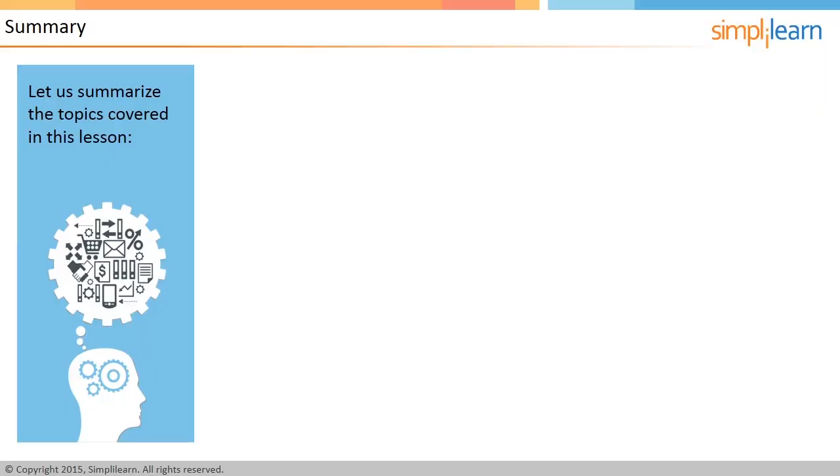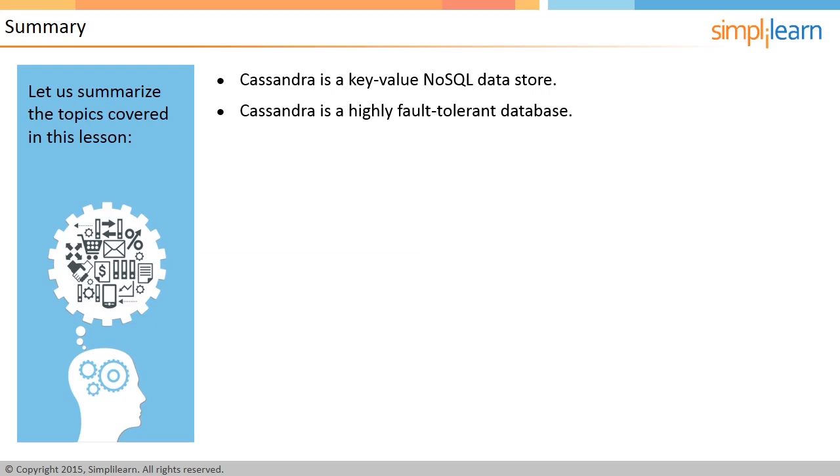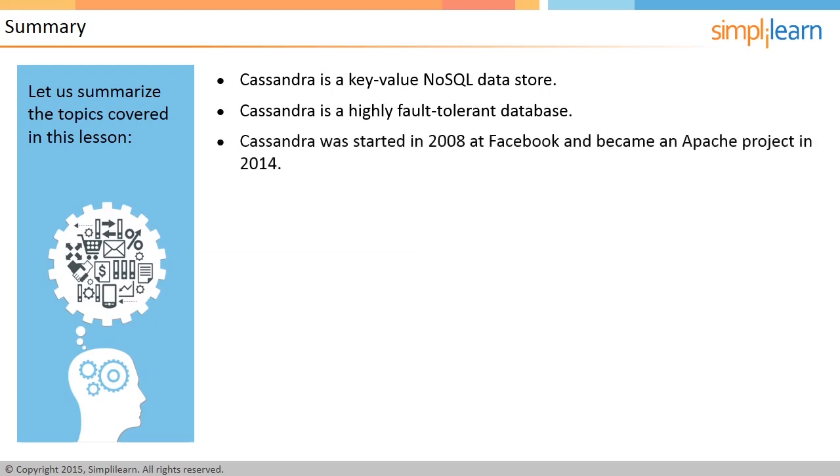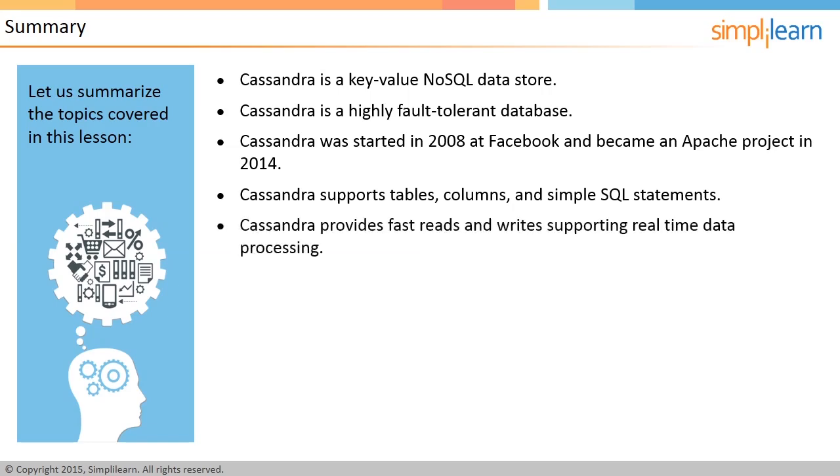Let us summarize the topics covered in this lesson. Cassandra is a key-value NoSQL data store. Cassandra is a highly fault-tolerant database. Cassandra was started in 2008 at Facebook and became an Apache project in 2014. Cassandra supports tables, columns, and simple SQL statements. Cassandra provides fast reads and writes, thus supporting real-time data processing. Cassandra does not support aggregates or joins.